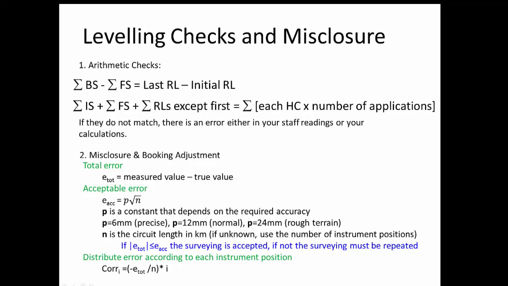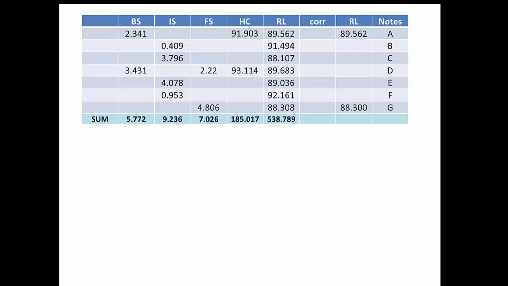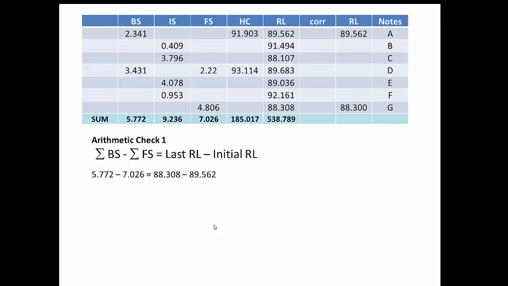This error is then distributed according to each instrument position. So I'll go through that now for the example we've just covered. These were our results, and I've summed up each column at the bottom. So the first arithmetic check is the sum of the back sites minus the sum of the foresights should be equal to the last reduced level minus the initial reduced level. Put those numbers in there, and we find that both sides are equal to minus 1.254. So the first arithmetic check works out fine.